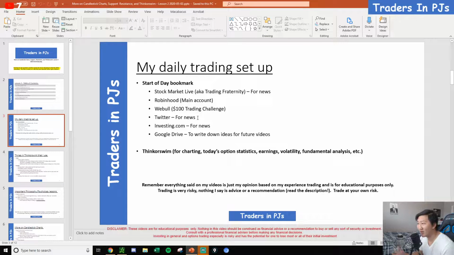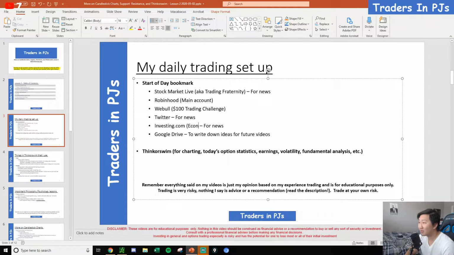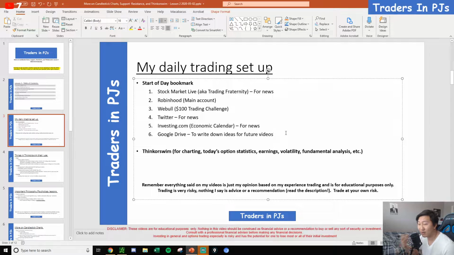I have investing.com for the economic calendar, just to keep track of what news events or economic events are happening that day. And then I have Google Drive. So these are 6 things. Yeah, 6 things. And Google Drive is really just so whenever I think of an idea for a future lesson, I write them down in my Google Drive.